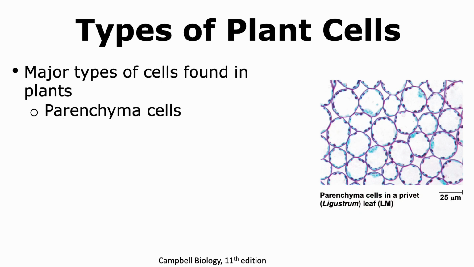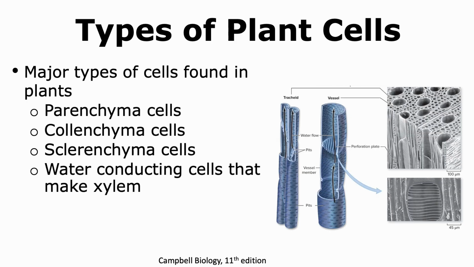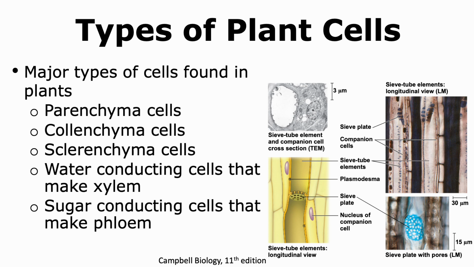The main types of cells found in plants are the parenchyma, collenchyma, sclerenchyma, water-conducting cells that are found in the xylem, and sugar-conducting cells that are found in phloem. Let us look at each one of these.